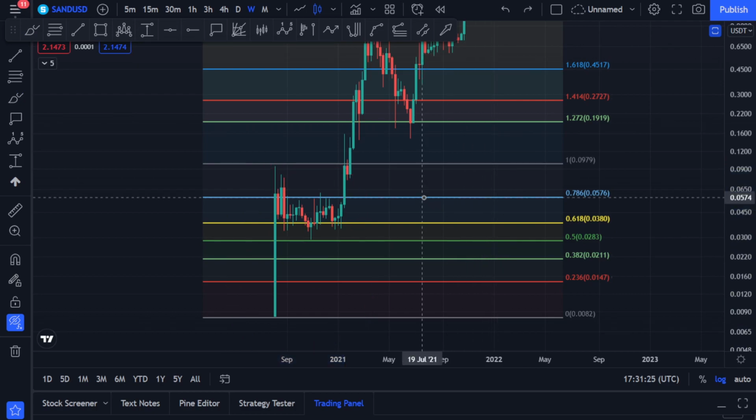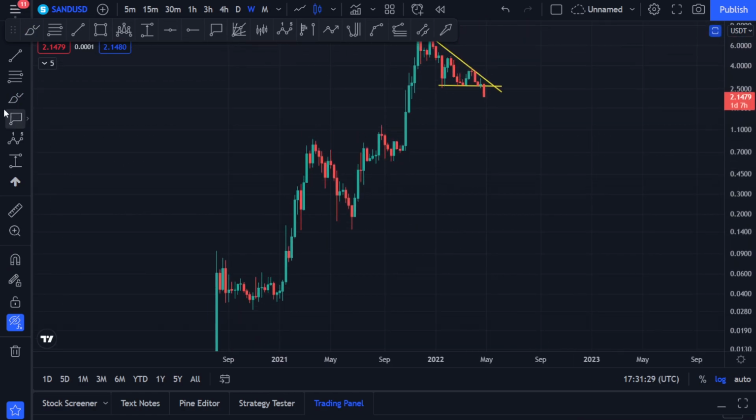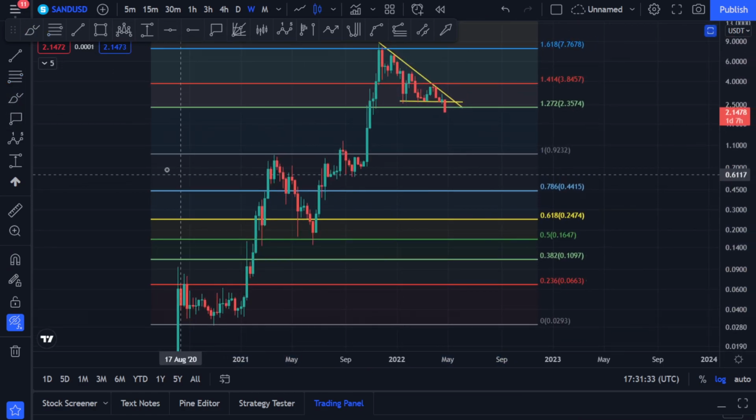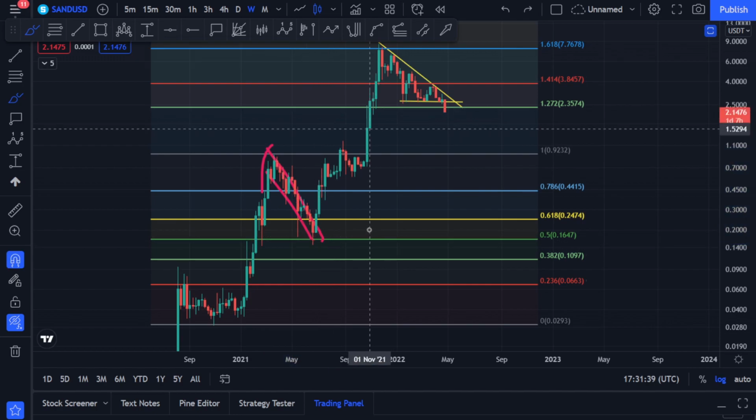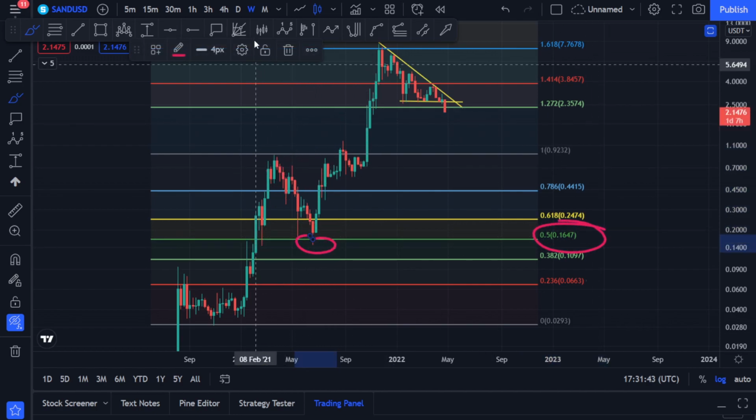So let's take this off. Now if you go and measure the second move over here, you can see exactly the same thing. This pattern formation of a falling wedge like that came all the way down. The wedge came all the way down to the 0.5 level and wicked over here in the weekly time frame.